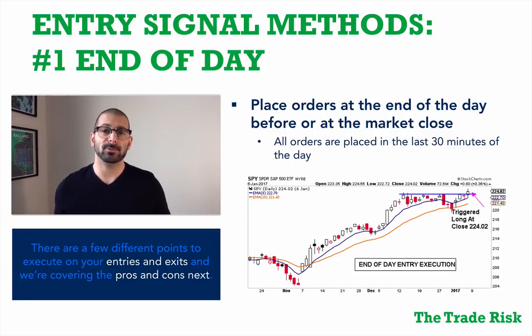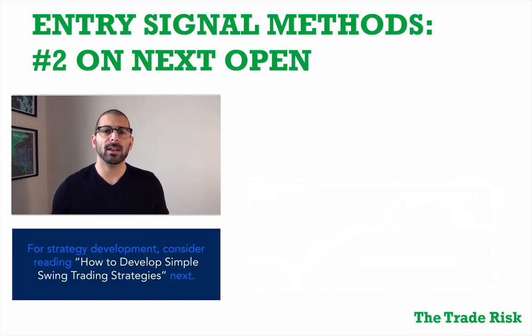The close of the price was 224.02. So effectively, if you're an end of day trader, you bought that close and you got long at 224.02. Now, if you're trading the last 30 minutes of the day, maybe it's 223.94, maybe it's 224.08, but on average, your entry here is about 224.02. So this is an end of day execution method. Okay, let's take a look at another method.